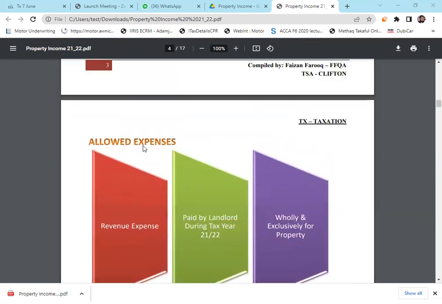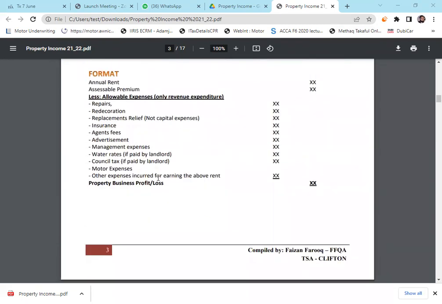For example, you can see repairs. Repair is a revenue expense. Redecoration. Redecorating anything is also a revenue expense. Replacement. Now, very carefully. Replacement of asset. You have an AC unit and you are replacing it with the same technology, same item, same thing. So it's a revenue expense, it is not a capital expense.